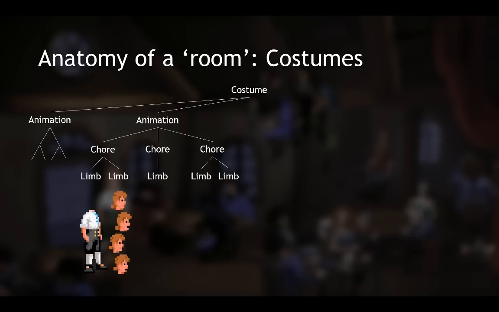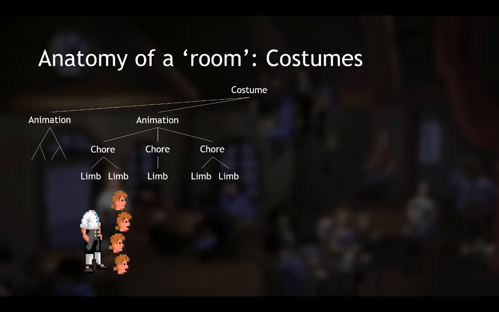And logically, this is structured in a list of animations. Each costume could have one or more animations associated with it, and then each animation could have one or more chores. I'm going to be talking about what a chore is in just a second. And then each chore can have one or more limbs. And limbs are essentially the fundamental unit of animation that contains the actual sprites.